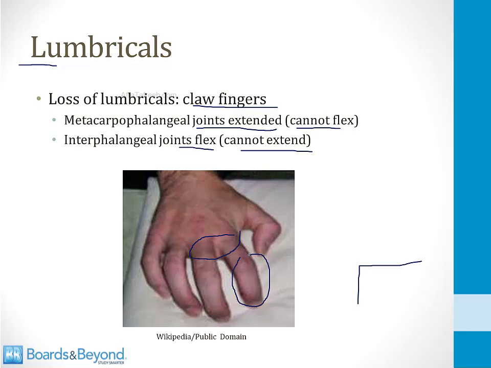Now, as we'll see in a minute, if the ulnar nerve has a problem, it will only be the ulnar fingers that are clawed. And if the median nerve has a problem, it will be the median fingers that are clawed. But the point I want to make here is just a general point that the lumbricals make the digits take on that L shape, and when you lose the lumbricals, you get clawed fingers.